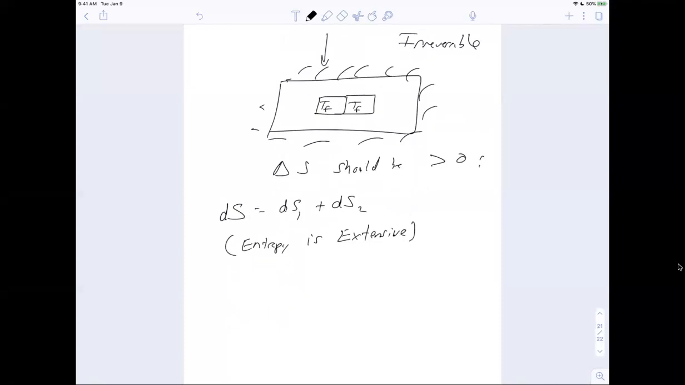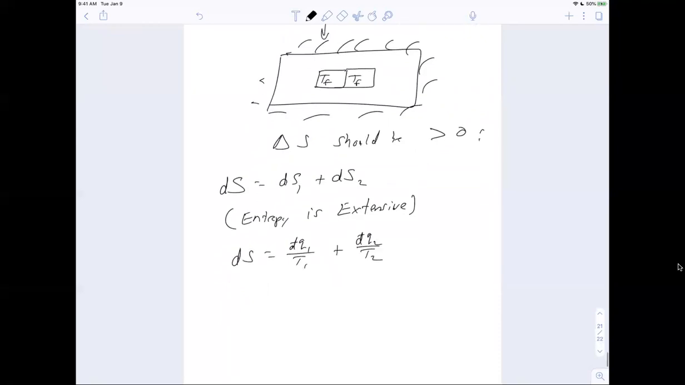And so dS is equal to dS1 plus dS2, but dS1 is just equal to dQ1 over T1, and dS2 is going to be dQ2 over T2. That's dS. But what can we say about dQ1 and dQ2? dQ1 is related to dQ2. How? Should be negative. Exactly right. Because whatever heat is lost by one has to be gained by the other.